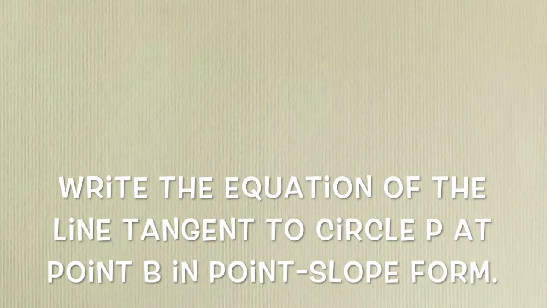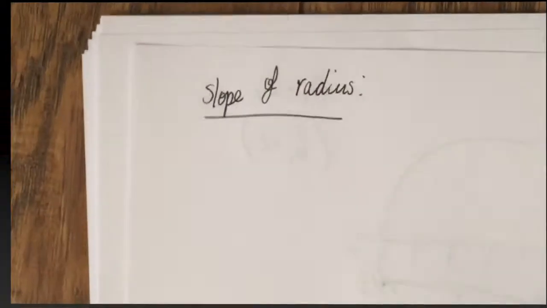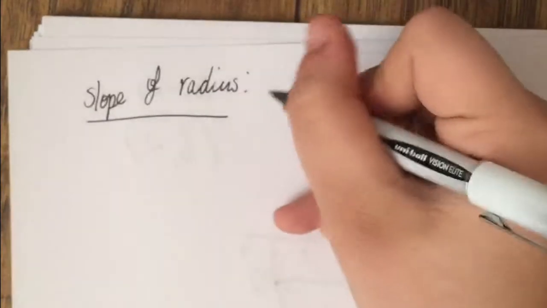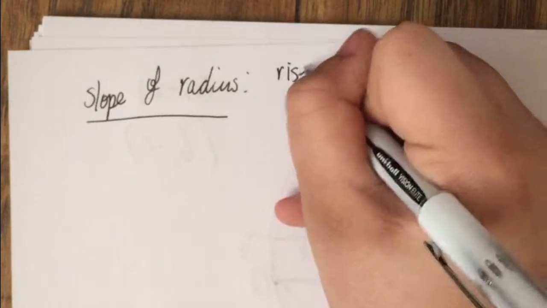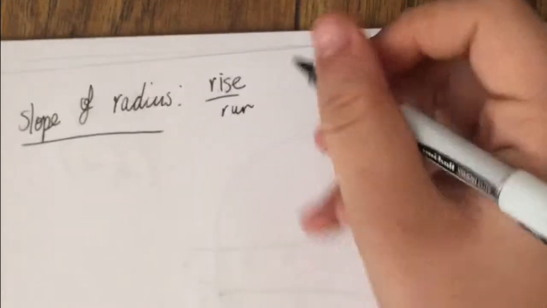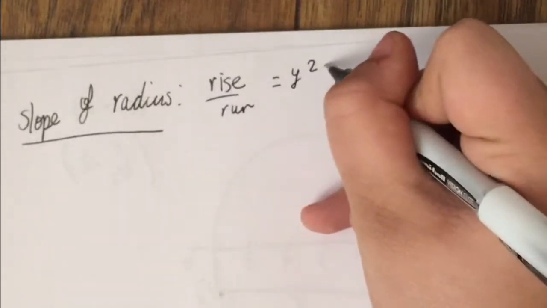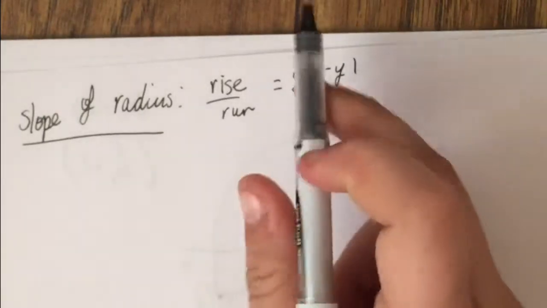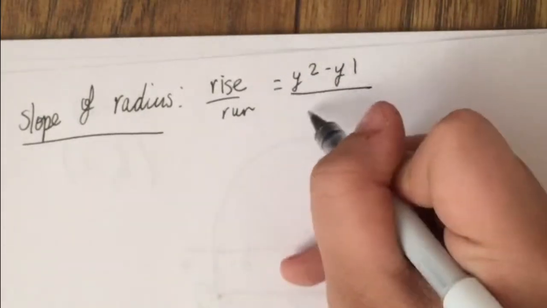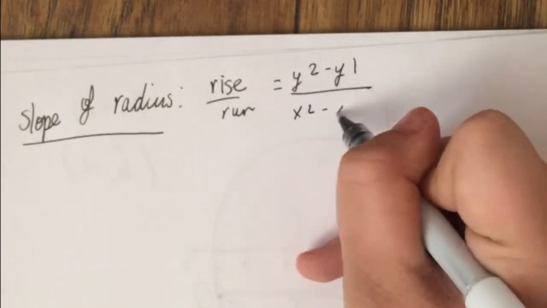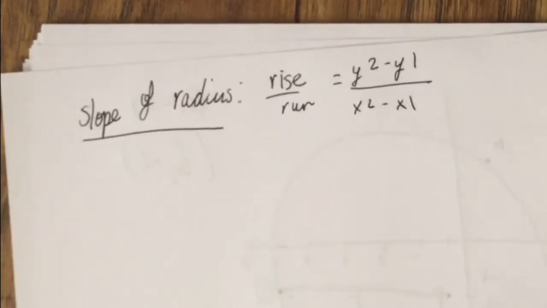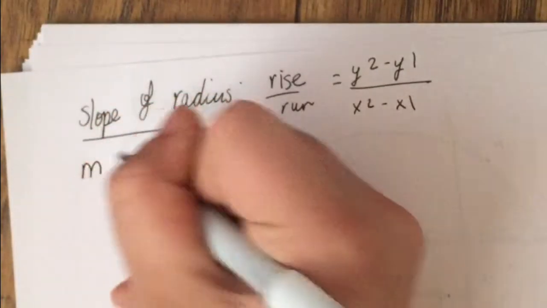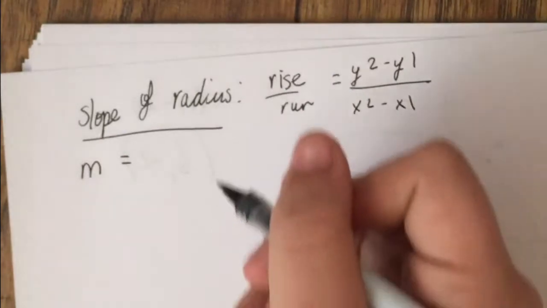Find the equation of the line tangent to circle P at point B in point-slope form. The slope of your radius is found the way you find a regular slope, which is rise over run, or y2 minus y1, because that's your rise, and run is x2 minus x1. So in this case, m is your slope.